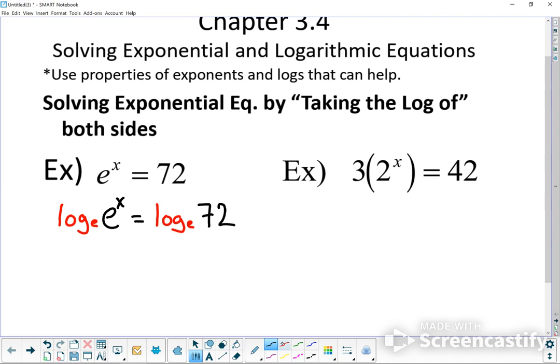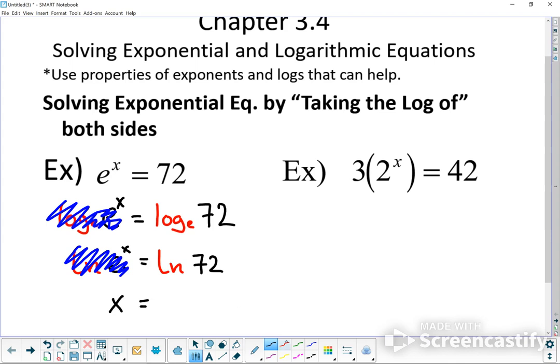And you know log base e is really ln. So ln of e to the x is equal to ln of 72. By doing that, the ln and the e cancel out, just like saying log base e of e cancels out. That leaves you with just the x. So x is equal to ln of 72.